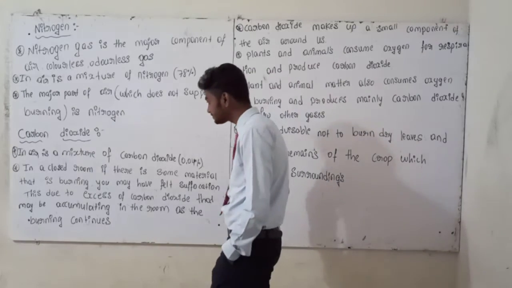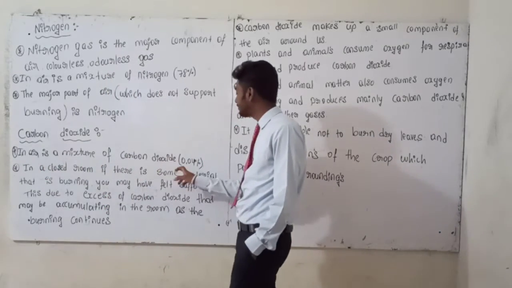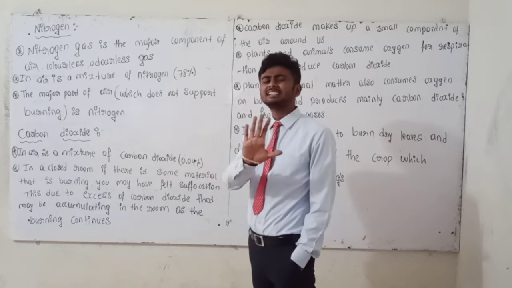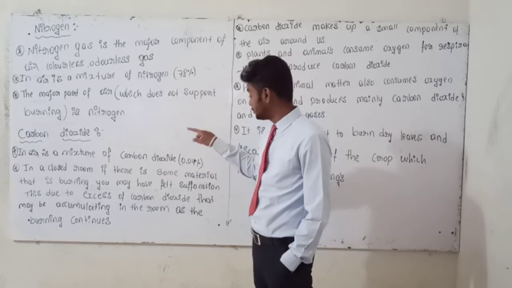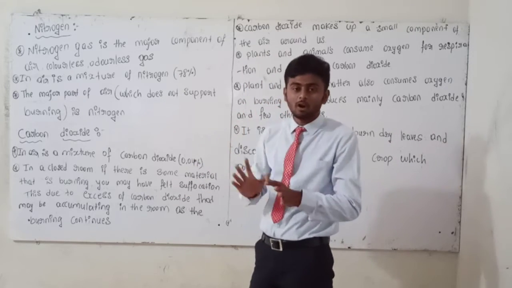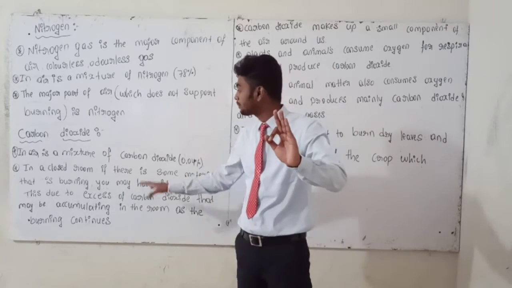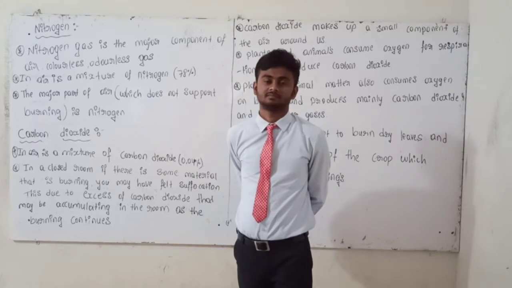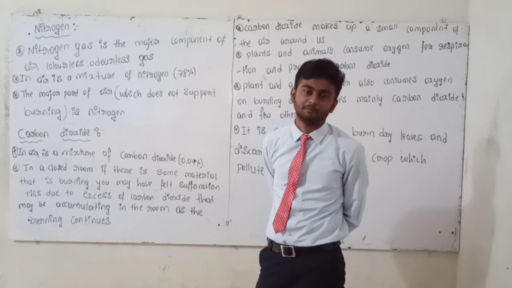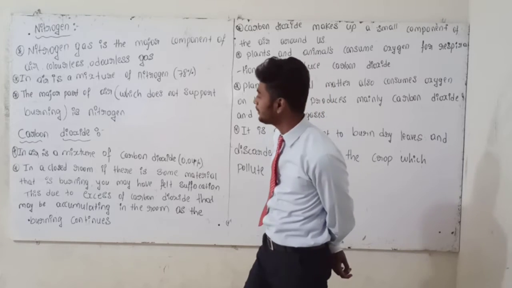See, students. In air, the mixture of carbon dioxide is 0.04%. Only 0.04% of carbon dioxide is present in our air, in the environment. How much? 0.04%. It is a less portion. Okay.